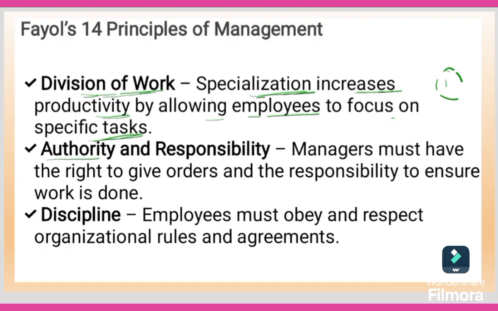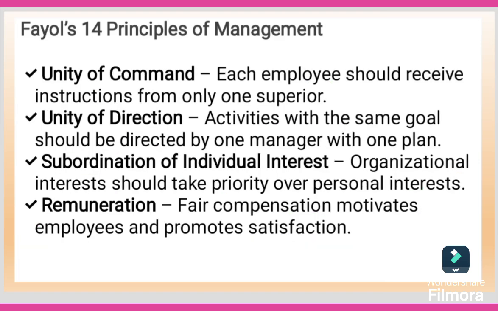Next is authority and responsibility. Managers must have the right to give orders and the responsibility to ensure work is done. Third one is discipline. Employees must obey and respect organization rules and agreements. The employee should maintain discipline in the organization. So, we have covered 3 principles of management. First one is division of work. Second is authority and responsibility. Third is discipline.